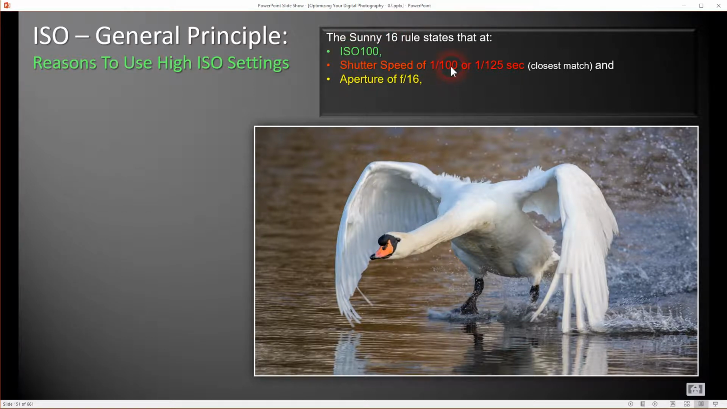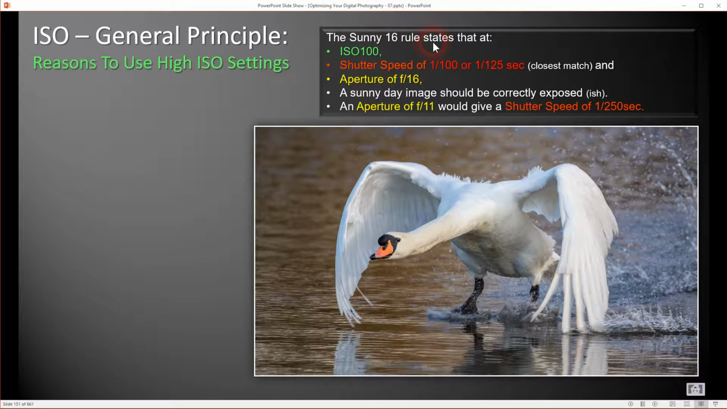so 100 ISO, shutter speed of 100. Now if it was 200 ISO, it'd be a shutter speed of 200, 400 ISO, 400, aperture of f16. Okay? So on a sunny day, this image will be correctly exposed without having to resort to an exposure meter. That was a handy little rule in the olden days. So an aperture of f11, which lets in more light than f16, is double the amount of light, isn't it? It's one stop.